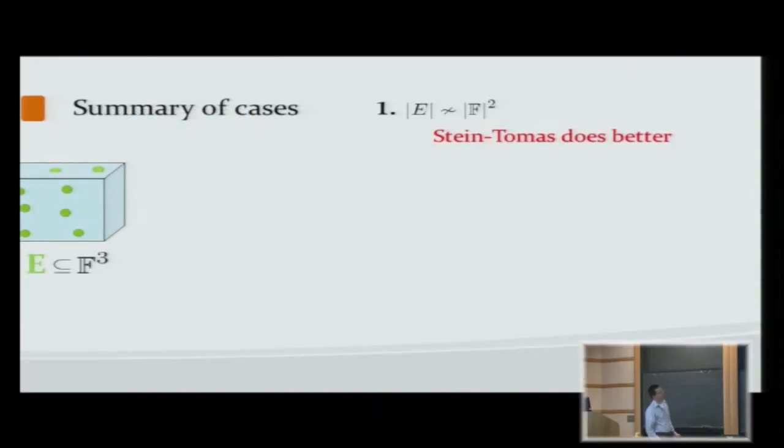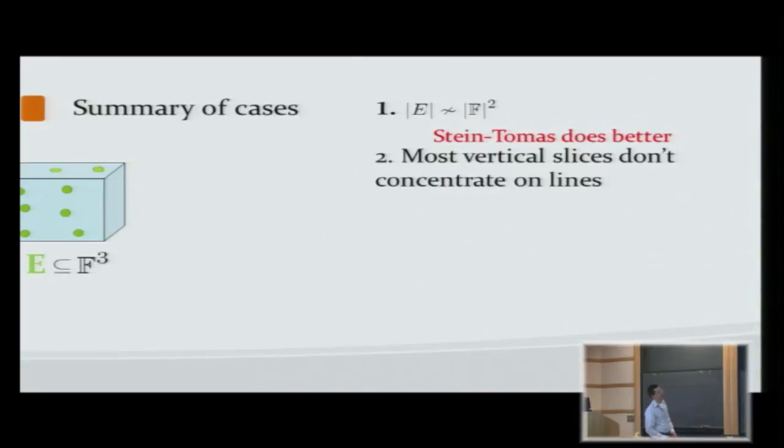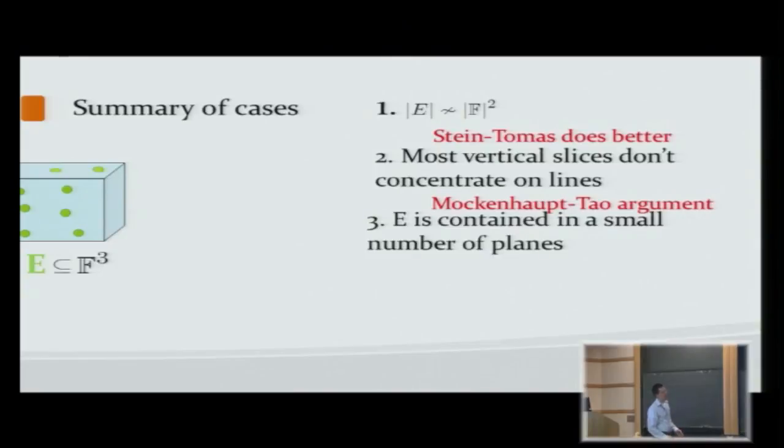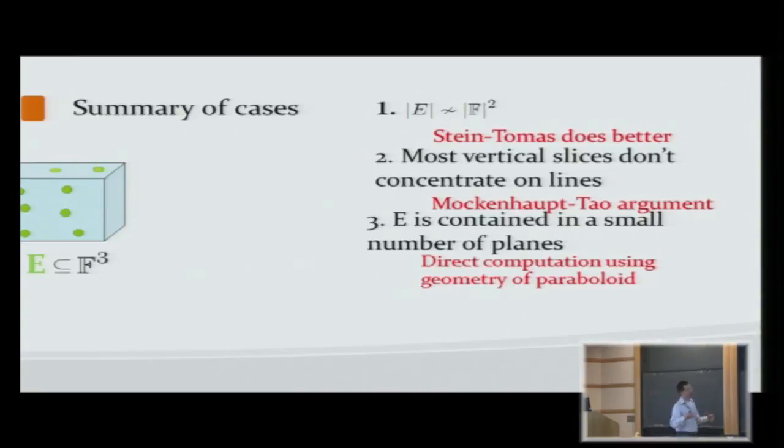So we had the first case in which the size of the set was not close to f squared, and I can just do better by the Stein-Tomas argument itself. And then I have this case where most of the vertical slices don't concentrate on a line, and then I can run the Mockenhaupt-Tao argument. And then I have this case where E is contained in a small number of planes, and then I can just do a direct computation where I can understand how the Fourier transform intersects the paraboloid.